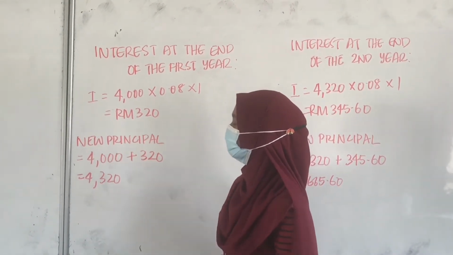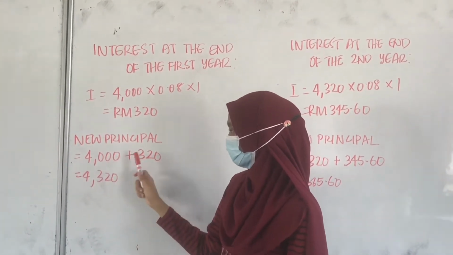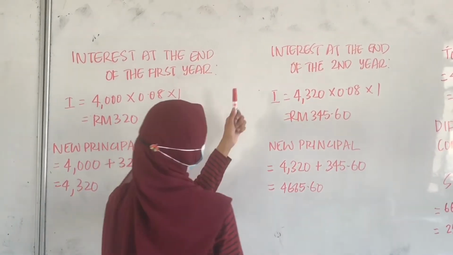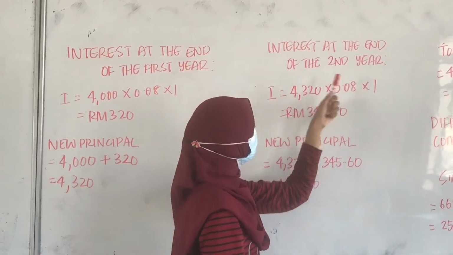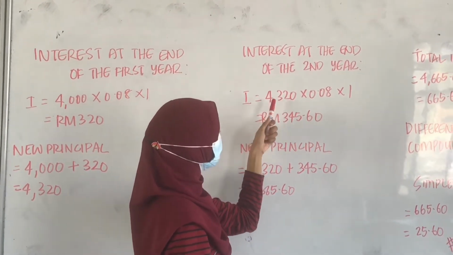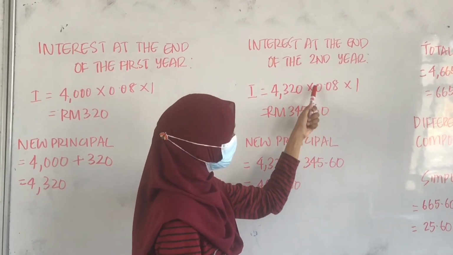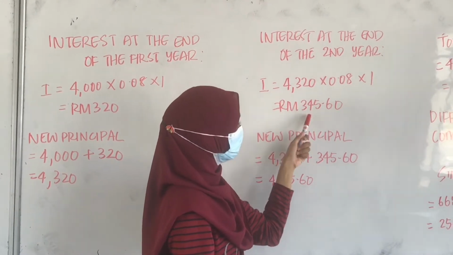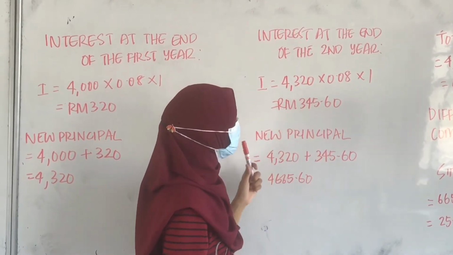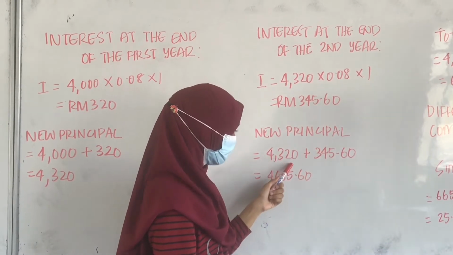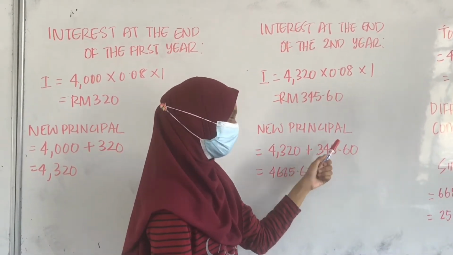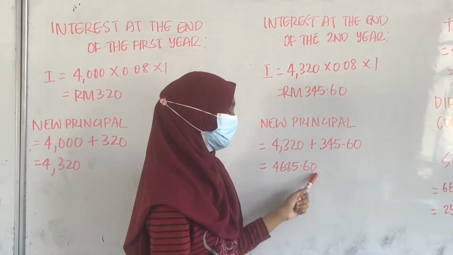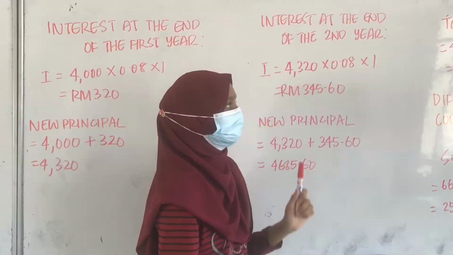Your new principal is now 4,000 plus 320. So we get 4,320 ringgit. Then interest at the end of the second year is I equals 4,320 times 0.08 times 1. So we will get 345 ringgit and 60 cents. So your new principal is now 4,320 plus 345 ringgit 60 cents, which equals 4,665 ringgit and 60 cents.